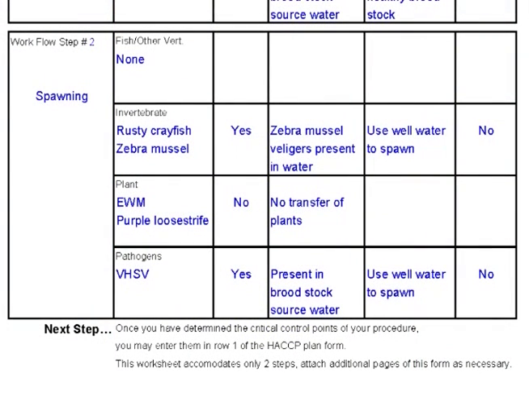Let's continue to workflow step 2. We've determined that during spawning, the AIS plants are no longer a significant threat, so no control is necessary. The invertebrates and pathogens are still considered hazards, but the controls we've identified are not critical control points.